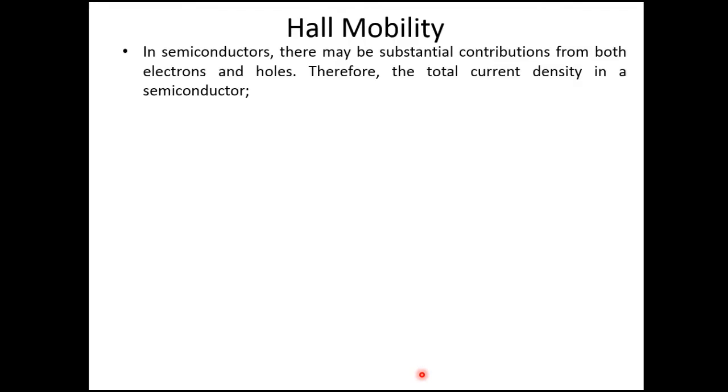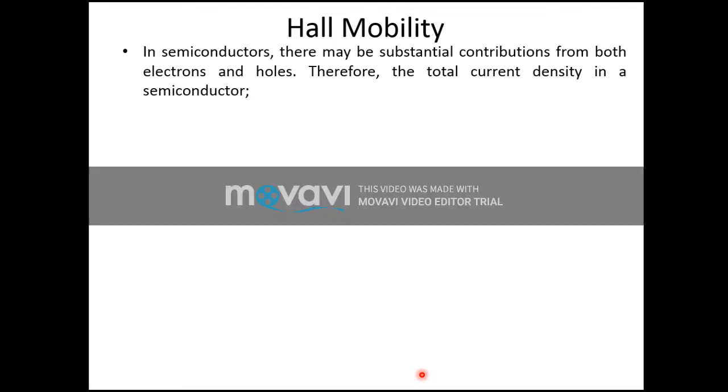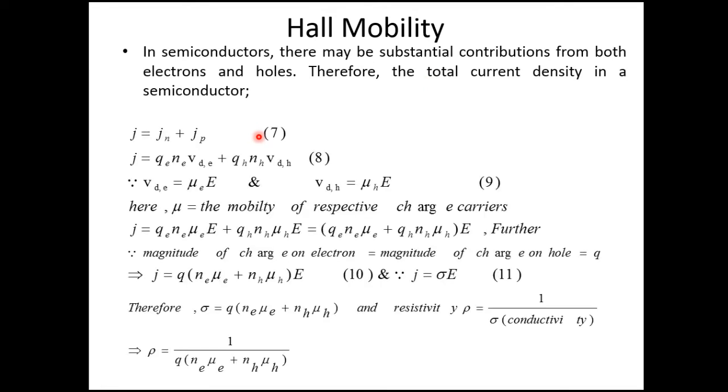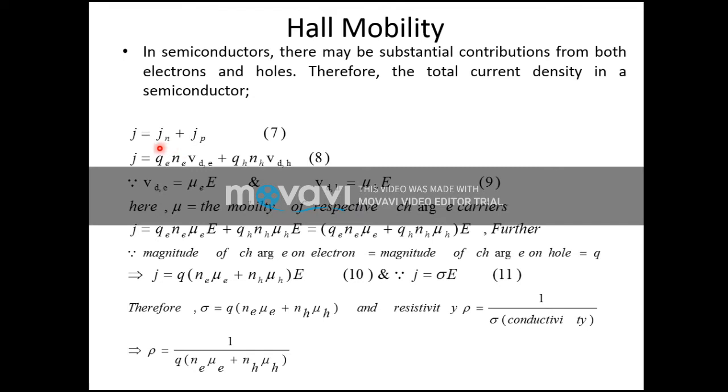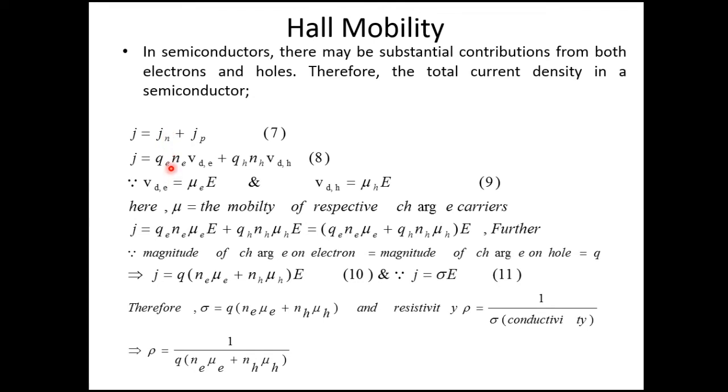Now let us discuss this Hall mobility. So in semiconductors there may be substantial contributions from both electrons and holes. Therefore let us take the total. The total current density in a semiconductor can be given as this. J is equal to Jn plus Jp. Okay, I should write here holes actually. This is taken for positive charge, which can be hole, and this is for negative charge. So negative charge is basically electron and the positive charge is basically hole over here.